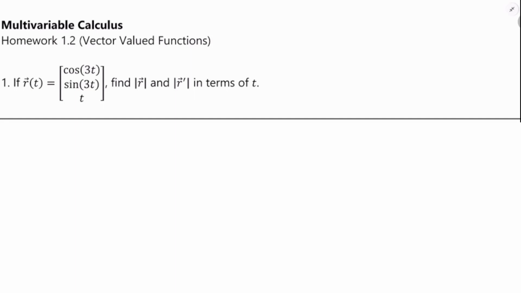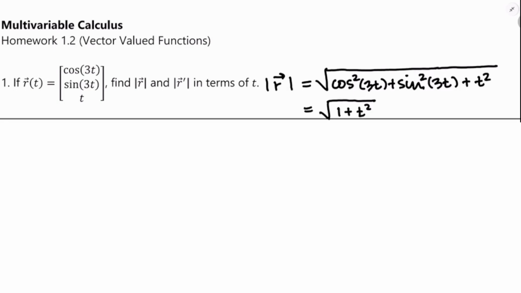And that's going to make kind of a helix shape. First, find the absolute value of r, the length of r, and find the length of r prime as well in terms of t. Okay, so I'll start by finding the length of r. I'm going to use that Pythagorean theorem formula. So I'm going to take cosine squared 3t plus sine squared 3t plus t squared. Then I'm going to notice that I end up with a cosine squared plus a sine squared, and that's always 1, so I'm going to have 1 plus t squared inside the square root. And that'll be the length of r, and that's as much as I can do with that.